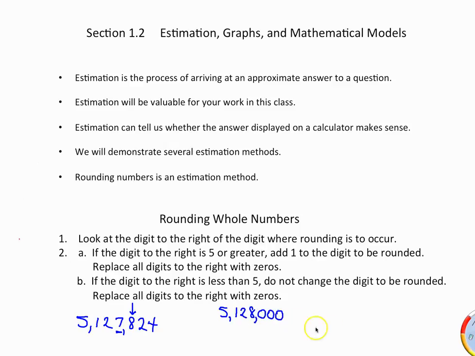If I wanted to round that number to the nearest million, I need to find the millions place: ones, tens, hundreds, thousands, 10,000s, 100,000s, millions. Look immediately to the right of the place I'm rounding to. Since this number is less than 5, do not change the value of the place you're rounding to, so I'll leave that a 5. And then all the digits to the right become zeros. So 5 million.